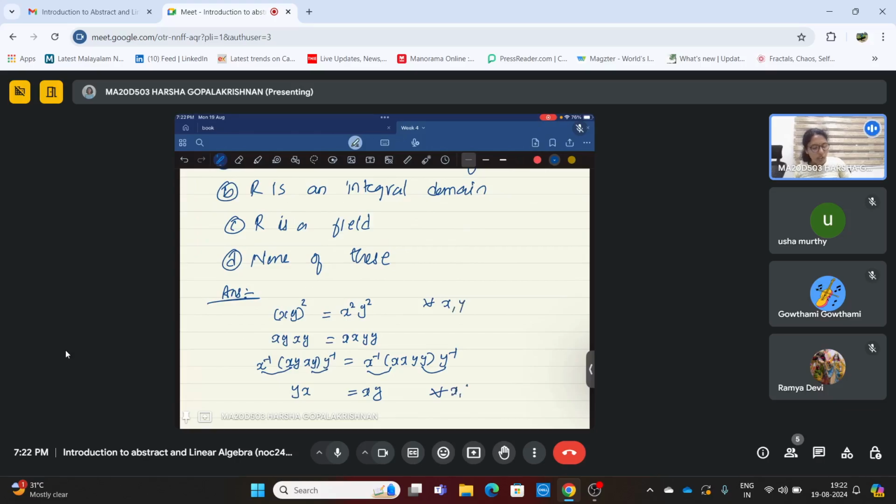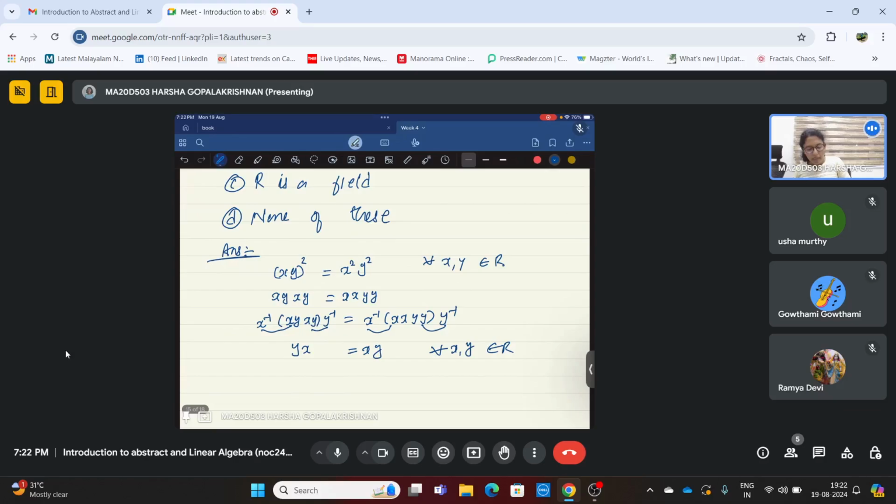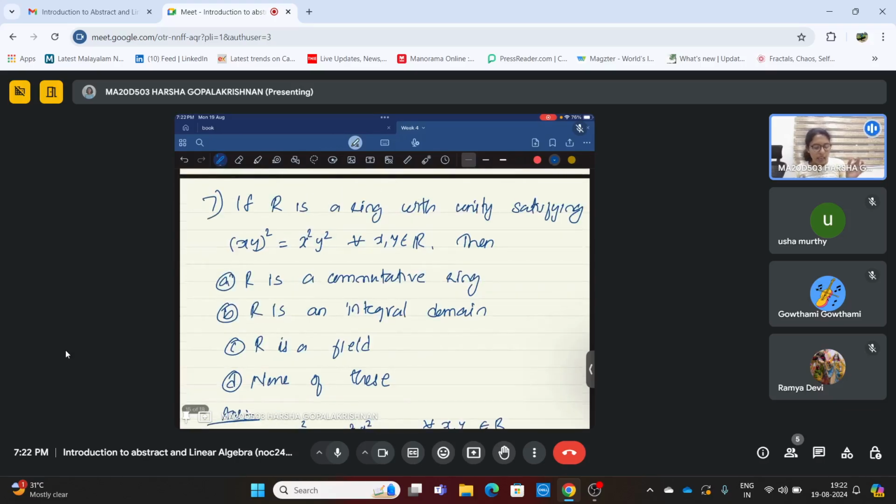and this is true for all x, y in R. So what we got is, under multiplication, this is commutative. xy equal to yx under multiplication. So the question was whether R is a commutative ring or not. So we got it is a commutative ring.